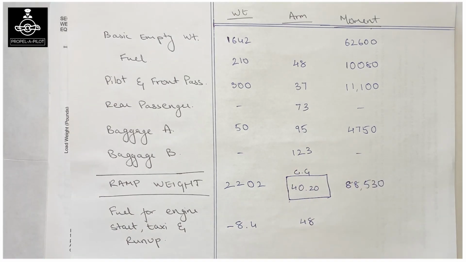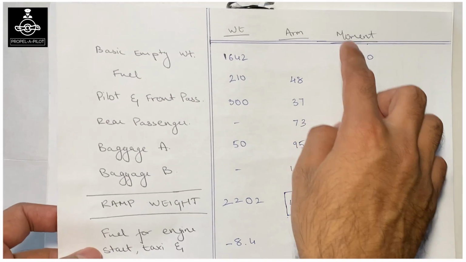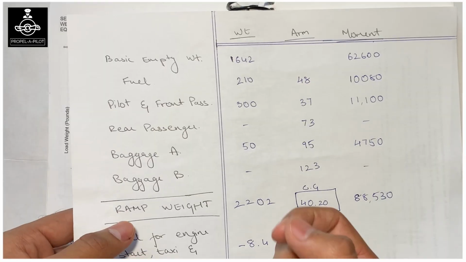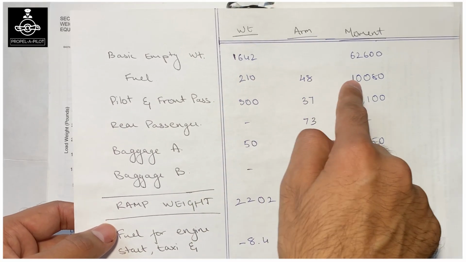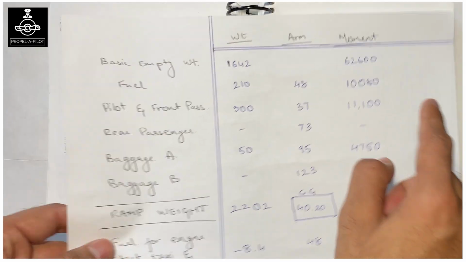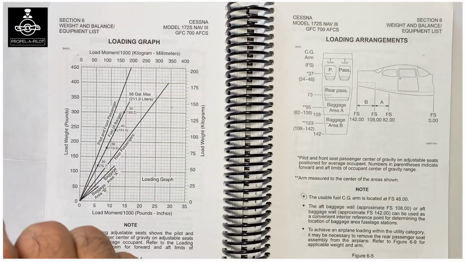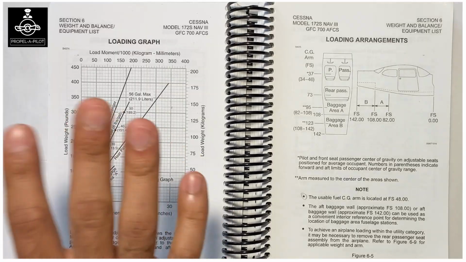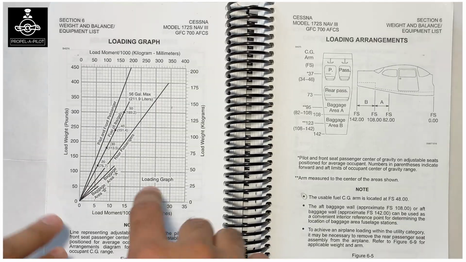40.20. Now this is the ramp CG. Another way to calculate these moments without using a calculator and actually multiplying 210 times 48 giving us 10,080, you can just use the loading graph. Now the disadvantage of using the loading graph is that you will not get accurate values. Let's see how to use the loading graph.